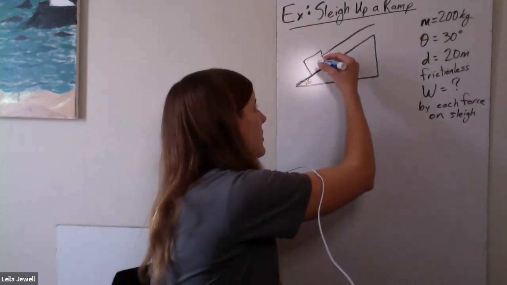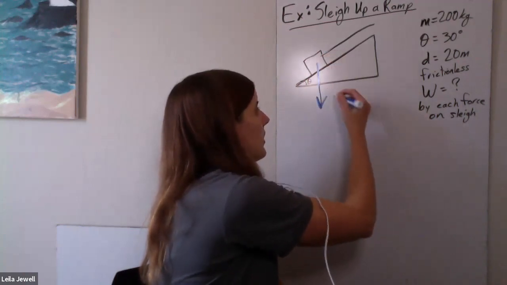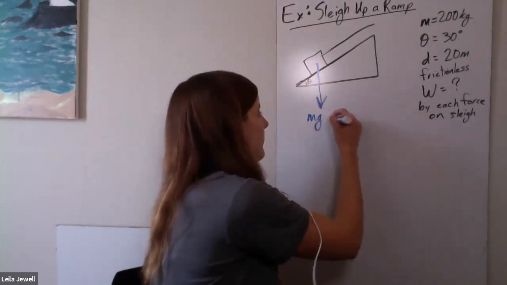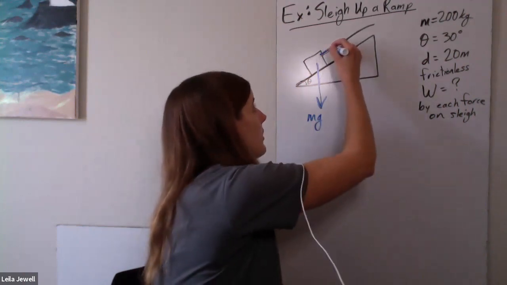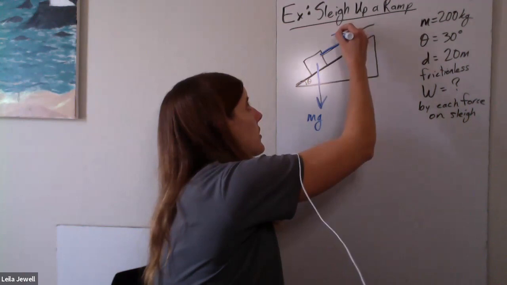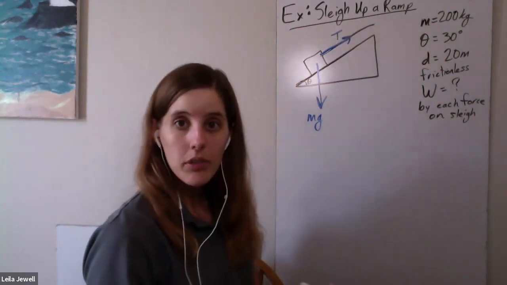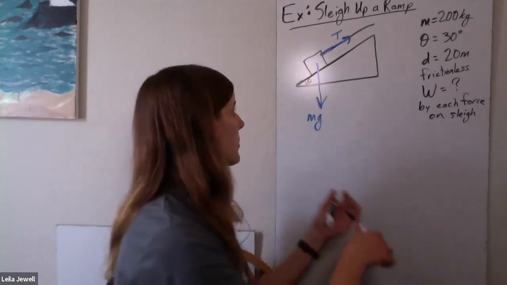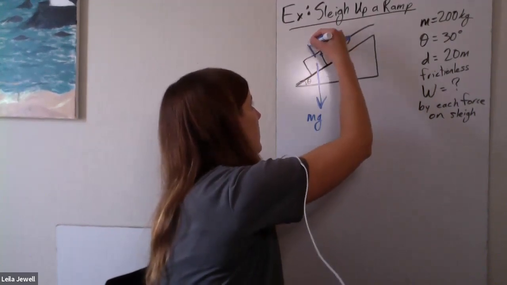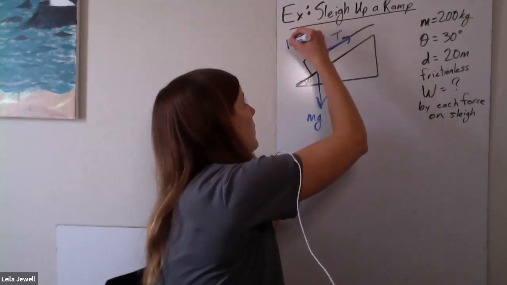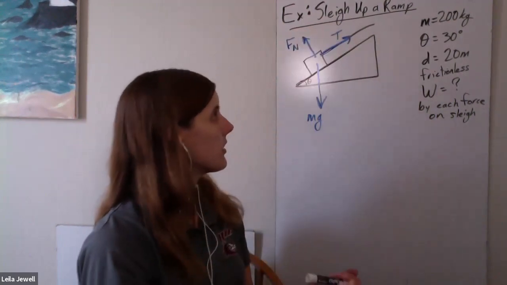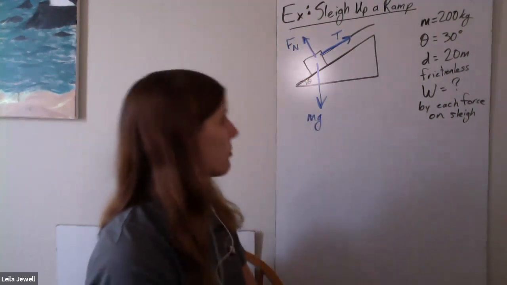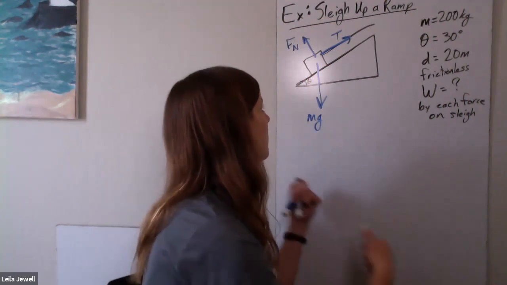We have the weight. It's going to go what direction? Straight down. So that is our mg. We also have tension, because the sleigh is being pulled up by some sort of rope or cable. And then we have the normal force, right? Where the normal force is going to be perpendicular to the surface. Great. So this is looking pretty good. The other thing we might label on here is our direction of displacement, and that's just going to be along the slope.